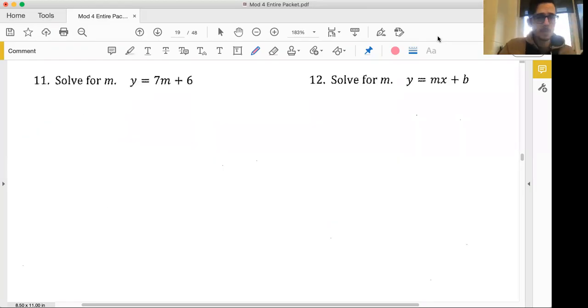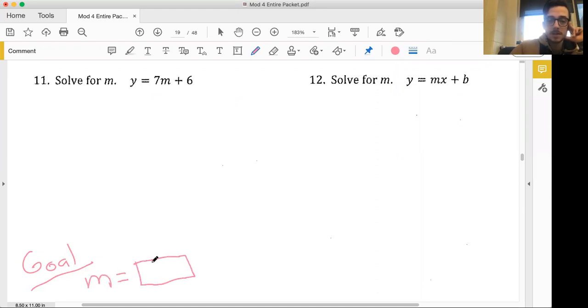You've seen problems like 11 and 12 before, so they shouldn't be too tricky. I think this one might have been on your 4.1 quiz, but let's chat about it. We're solving for m, so maybe we want to fall back on what we've done before, where we make a goal, and we want m to be equal to something. That's a good way to start these off.